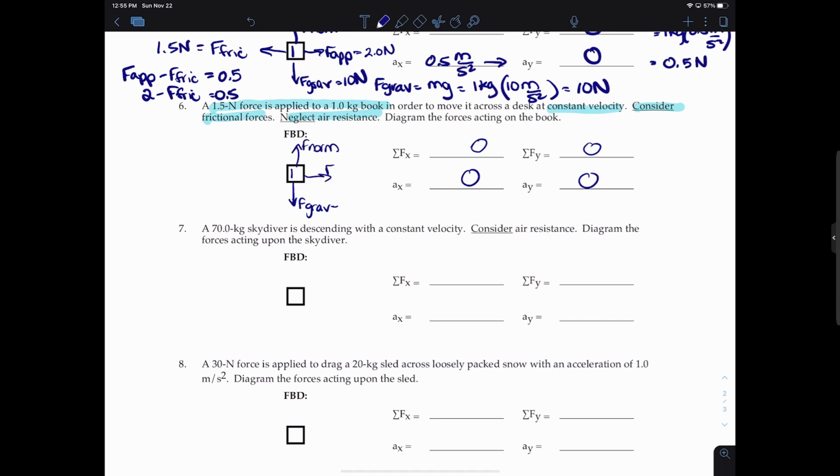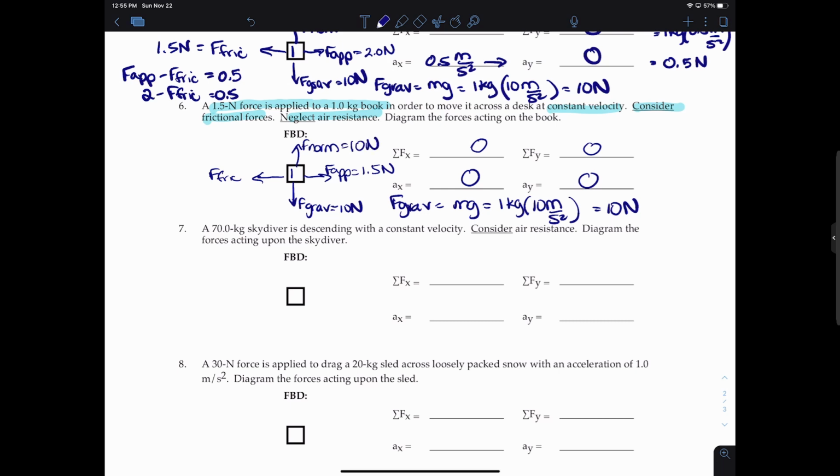We have an applied force, and it tells us that that's 1.5 newtons. We have a friction force that it tells us to consider. And that's it. So F gravity again equals mass times g, which equals 1 kilogram times 10 meters per second squared, which equals 10 newtons. So we know that the force of gravity is 10 newtons. It's balanced by the normal force of 10 newtons. And since we know the rightward force is 1.5 and it's balanced, the leftward force is 1.5.